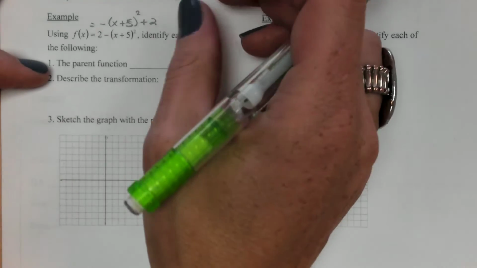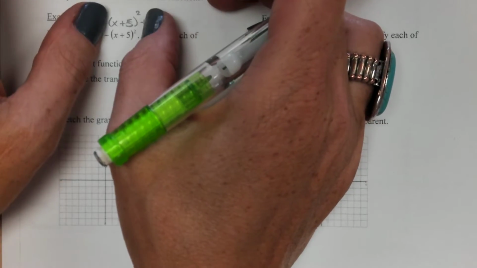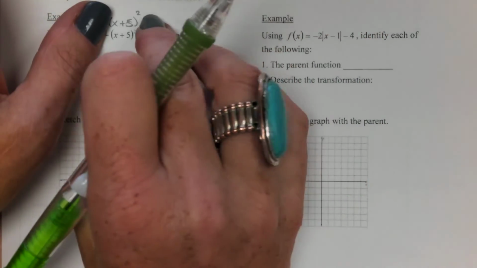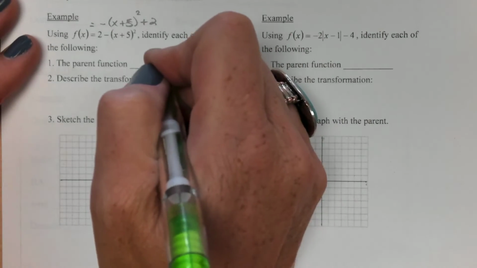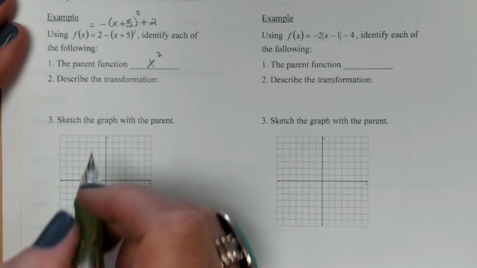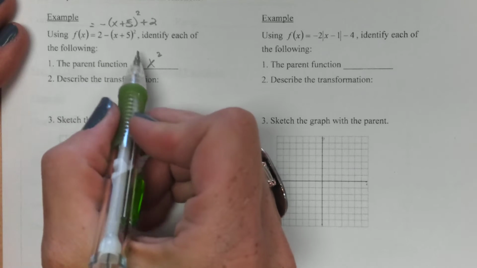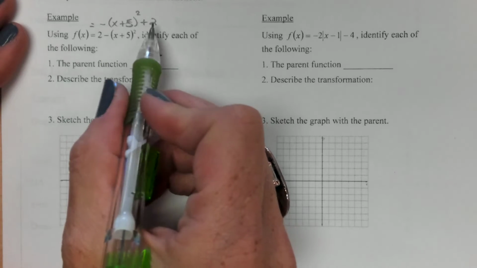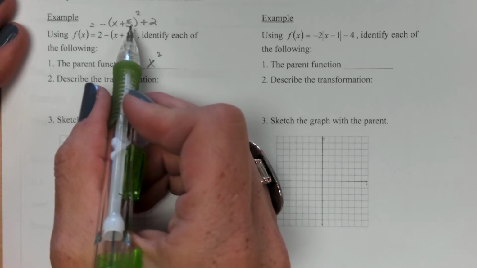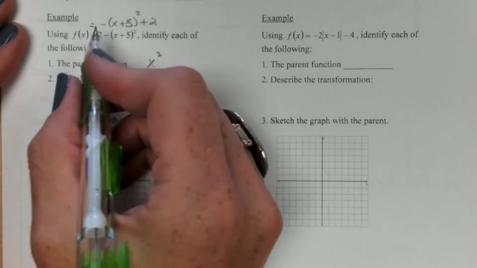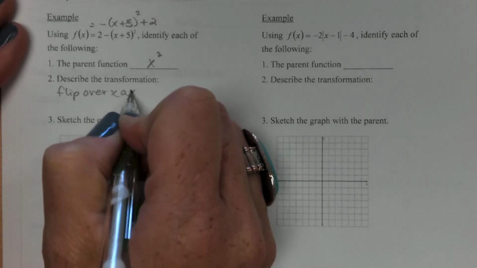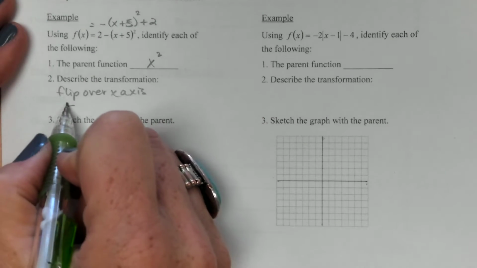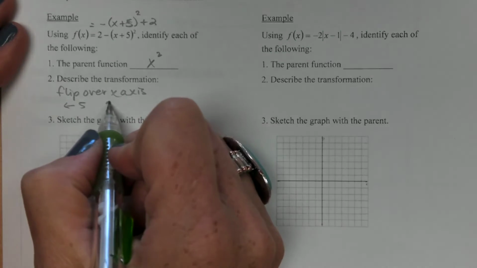So our parent function, again, if we took away all of the numbers, except for powers, so if we took away all the numbers, we'd be left with an x squared, so that's our parent function. And then describe the transformation, so just everything that is not x squared, what do all those things do? So we've got a negative, a 5, and a 2. The negative is going to flip it over the x-axis. The 5 is going to move left 5, and the 2 is going to move up 2.